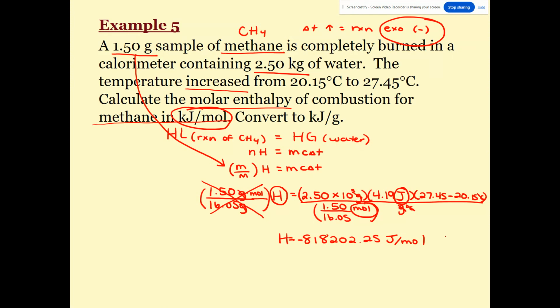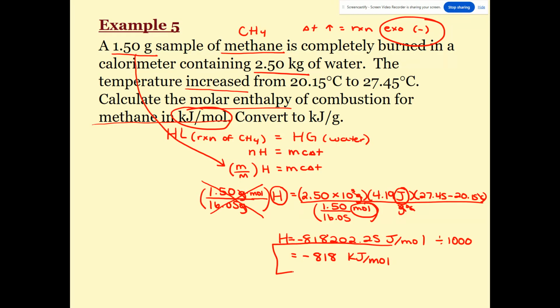So I need a negative. And again, most commonly, it's going to ask you to put it into kilojoules per mole. So we divide by 1,000. So we're left with an answer of negative 818. There's a 0.2 after it. We can leave it to 3 sig digs. So it'll be negative 818 kilojoules per mole.